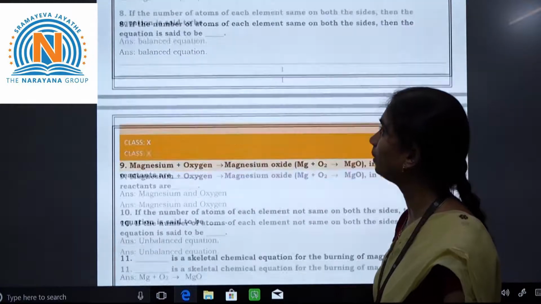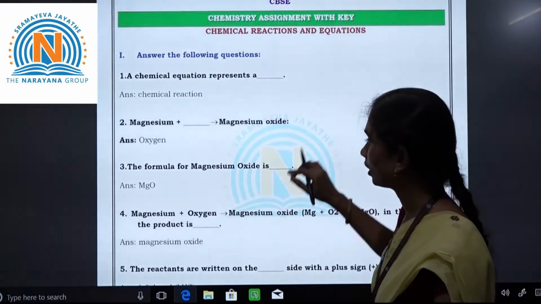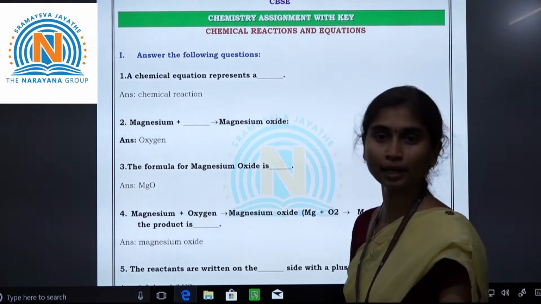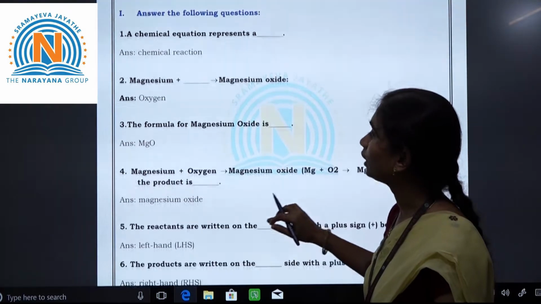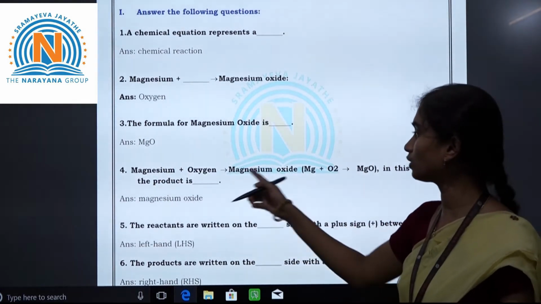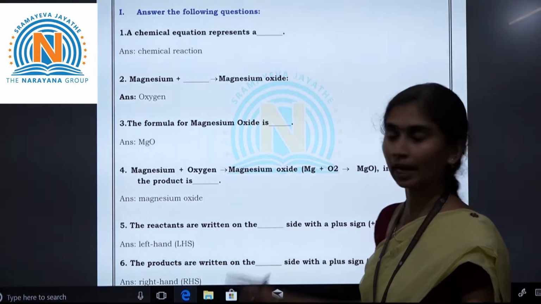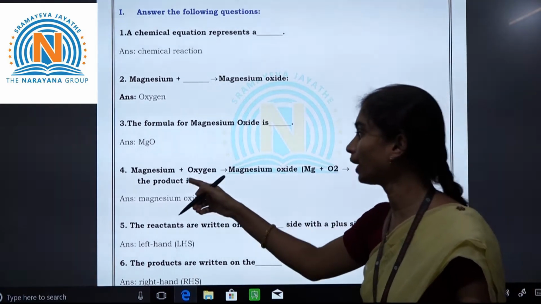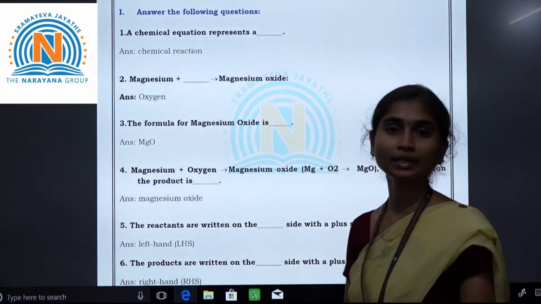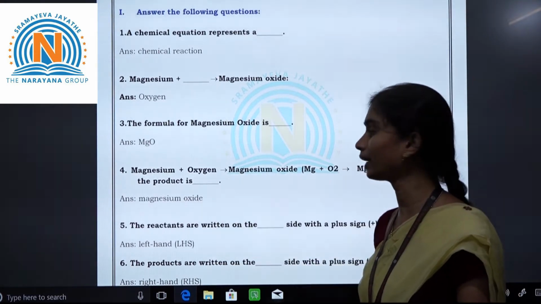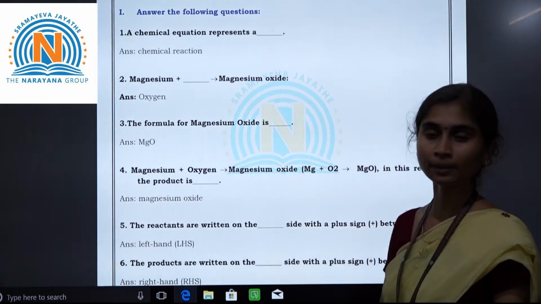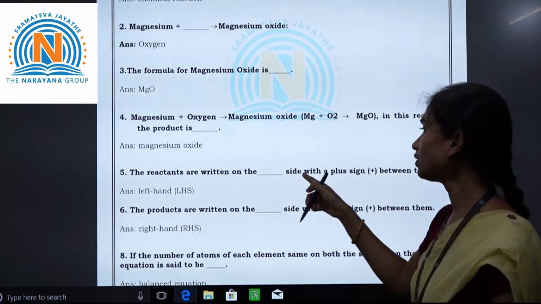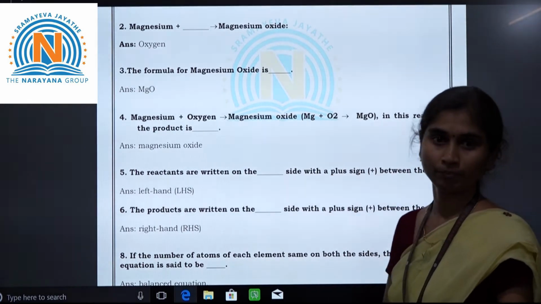And let us see the next question. The formula for magnesium oxide. What is the formula for magnesium oxide? MgO. And another question. Magnesium plus oxygen gives rise to magnesium oxide. Mg plus O2 gives rise to MgO. So in this reaction, the product is magnesium oxide. What is the formula of magnesium oxide? MgO, right?